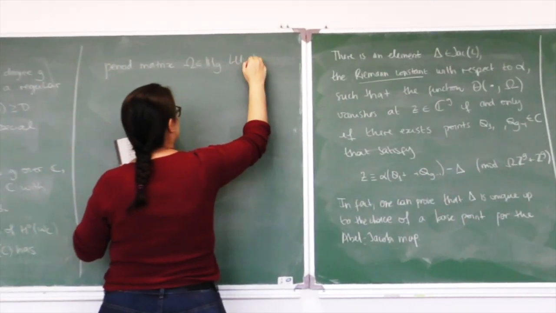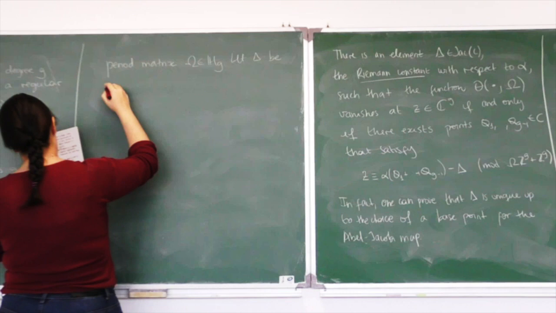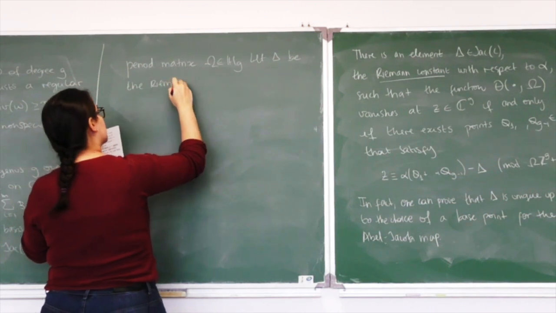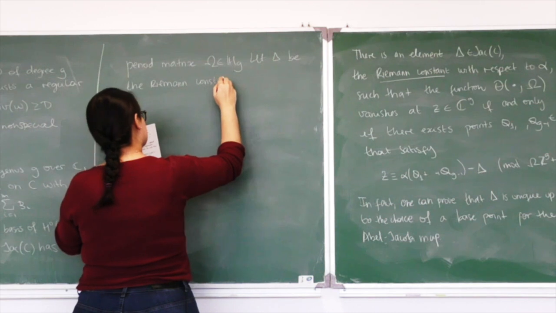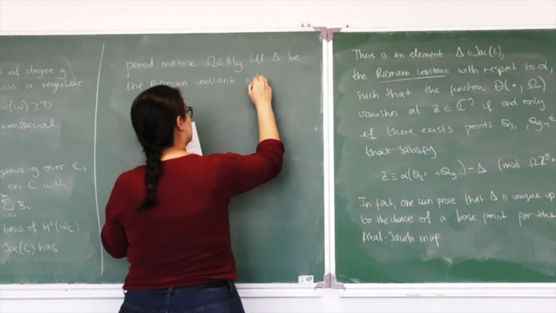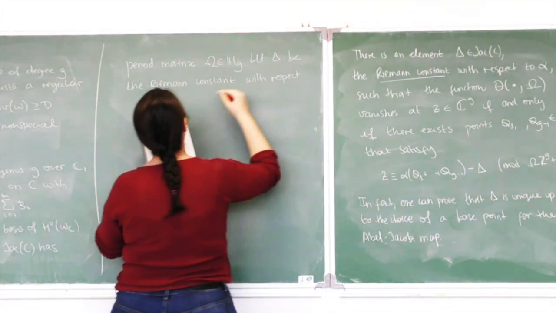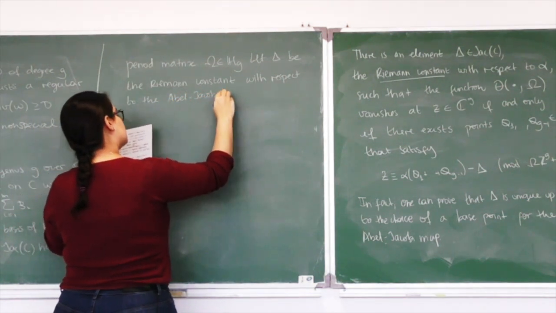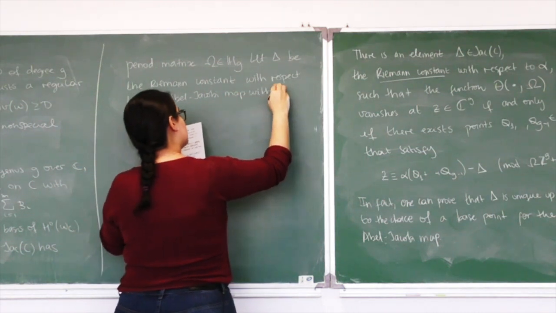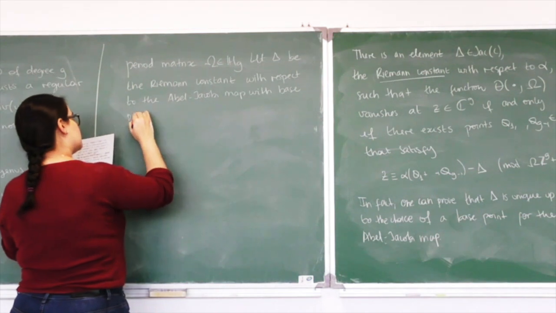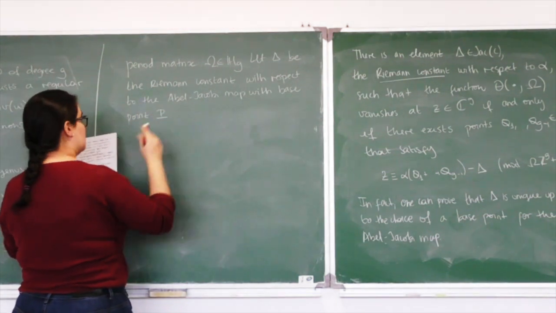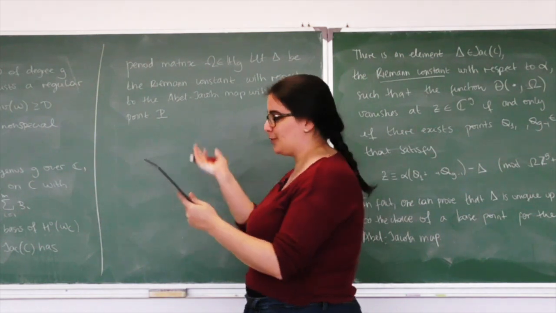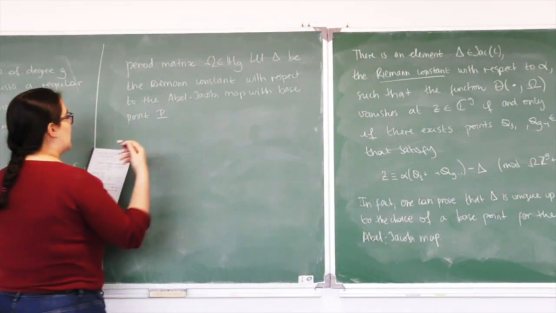Now let delta be the Riemann function, constant, Riemann constant with respect to the Abel-Jacobi map with base point P. So basically all this very long paragraph right now just means take all the notation in a very compatible way so that we can use everything that we've defined until now. And now we have the statement.